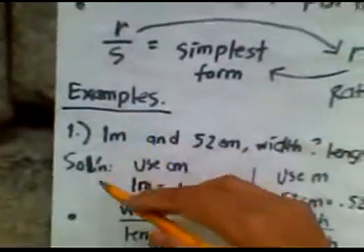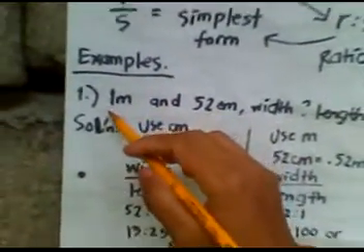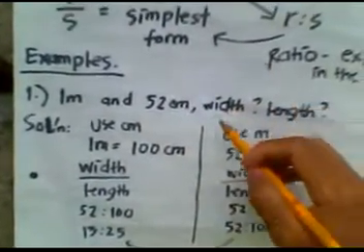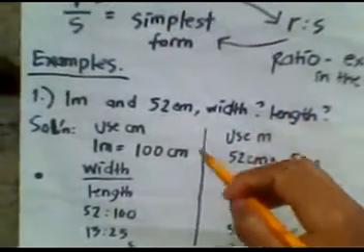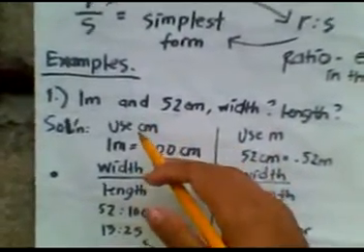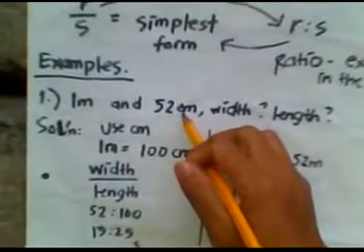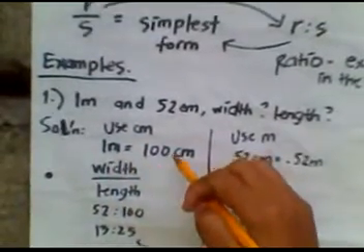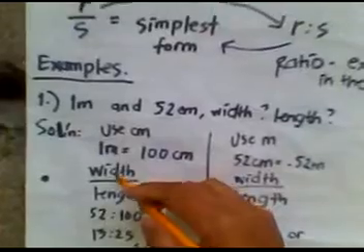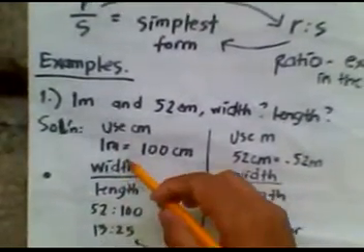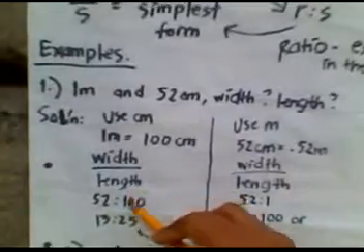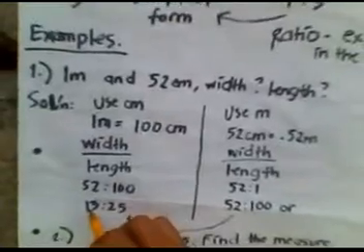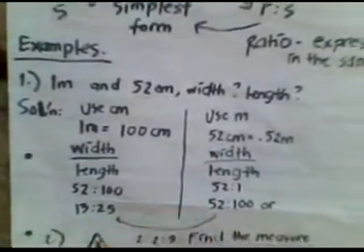So, here's some examples. Imagine a poster is 1 meter long and 52 centimeters wide. We need to find the ratio of the width and its length. In order to solve that, we need to convert either meter or centimeter. If we use centimeter, 1 meter is equivalent to 100 centimeters. So, I set up my ratio with the width on top over the length. It will become 52 is to 100, or in its simplest form, 13 is to 25.